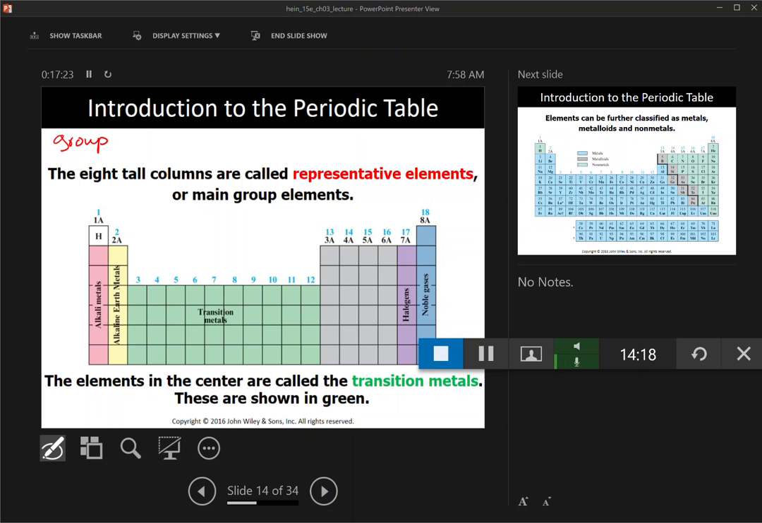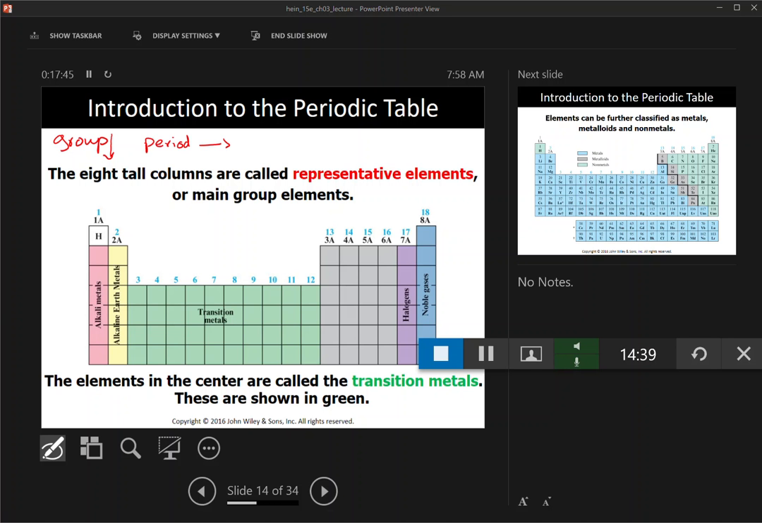So groups in the periodic table are basically the vertical columns. When you go up to down on the periodic table, these are called groups. And when you go across the periodic table, this is called a period.